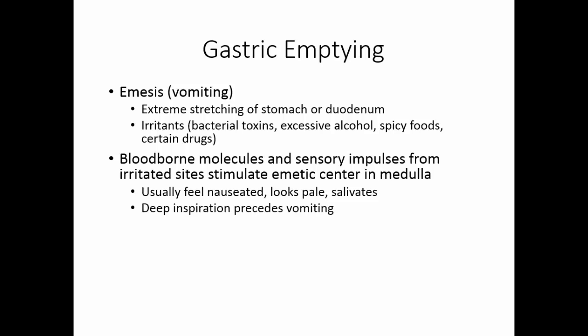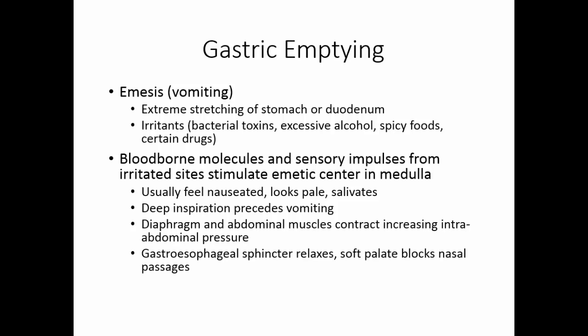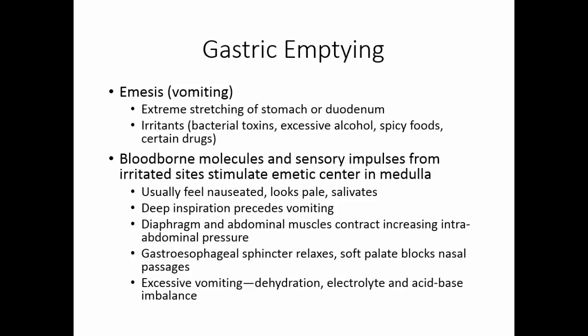There's a deep inspiration that precedes vomiting. The diaphragm and abdominal muscles contract to increase the intra-abdominal pressure, and the gastroesophageal sphincter relaxes to allow the food to get up the wrong way, and the soft palate will block the nasal passages. So you have this forceful ejection of food in the wrong direction from the gastrointestinal system. Excessive vomiting can lead to dehydration, electrolyte imbalance, and acid-base imbalance.